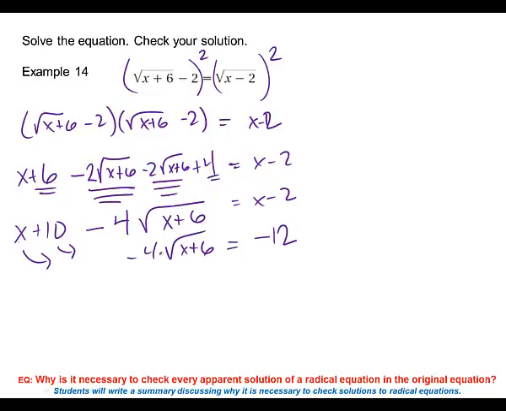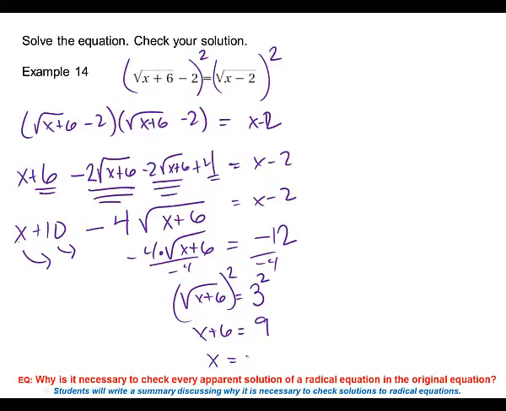What operation do I have here? Multiply. Opposite of multiply is? Divide. So I'm going to divide that negative 4 to both sides. What's negative 12 divided by negative 4? 3. How do we undo the square root? Square both sides. So we end up with 3 squared is what? 9. What are we going to do to move the 6? Subtract it. What do we end up with?